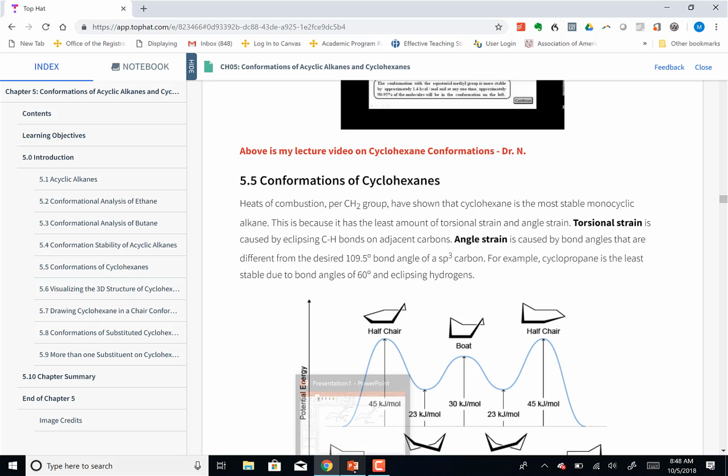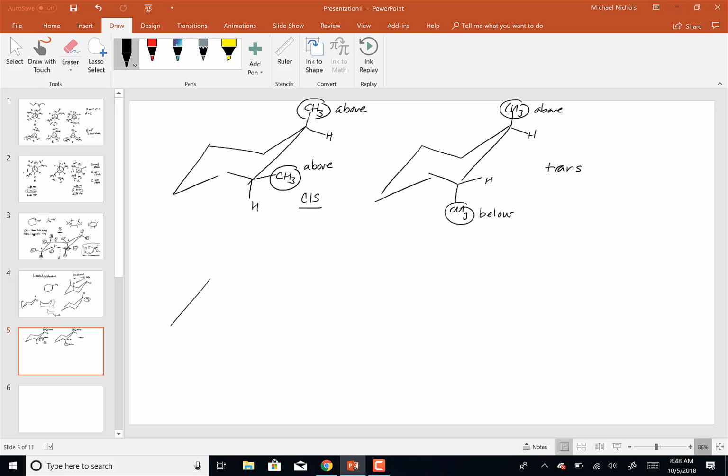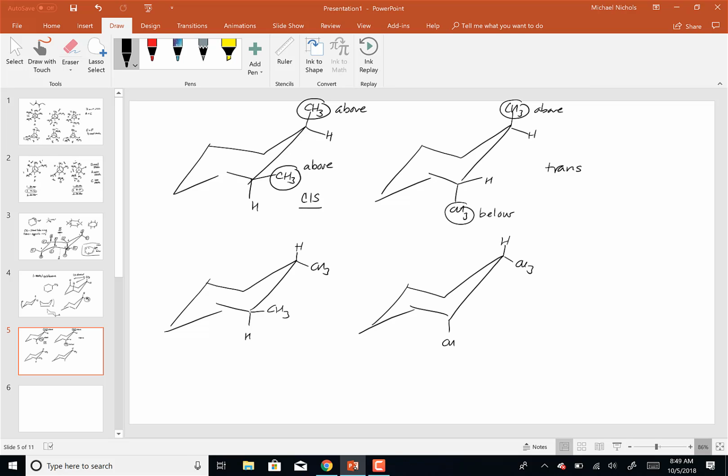So let me quickly whip up the third and fourth, and then we'll call it a day. And we'll pick this up on Monday. So now I'm going to take that top carbon and I'm going to change the position of the methyl group to being equatorial in both cases. But now for the other one, I'm still going to have one equatorial and one axial.